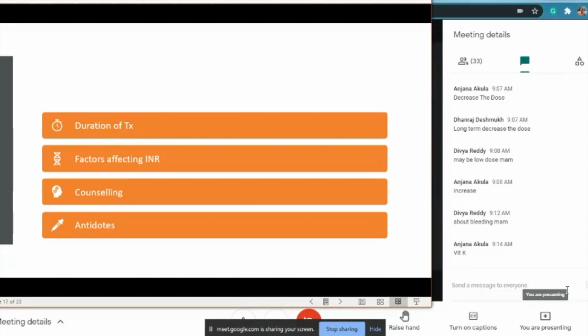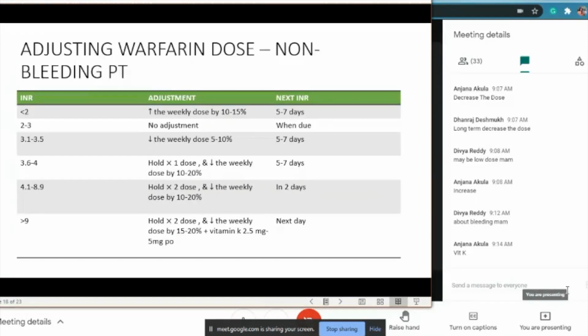Now let's have a look at how we adjust warfarin dosing based upon the INR in a non-bleeding patient. Again, we are discussing a non-bleeding patient. If the patient has excessive bleeding, we have to make sure we give vitamin K intravenously. Here we are discussing adjusting the warfarin dose in a non-bleeding patient. It's really easy to understand, not very complicated. Having said that, there are other antidotes too, guys.